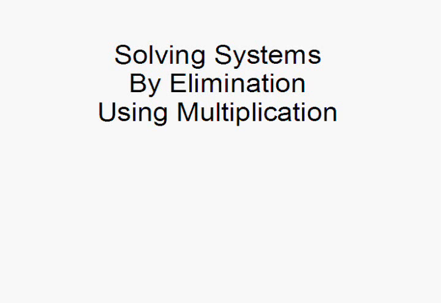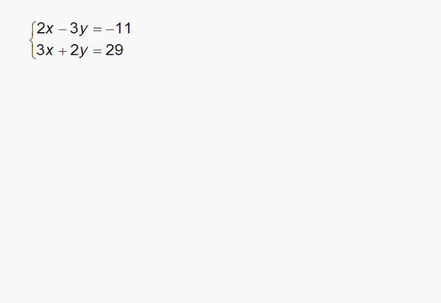This lesson is on solving systems by elimination using multiplication. Let's solve the system 2x minus 3y equals negative 11 and 3x plus 2y equals 29 by elimination.